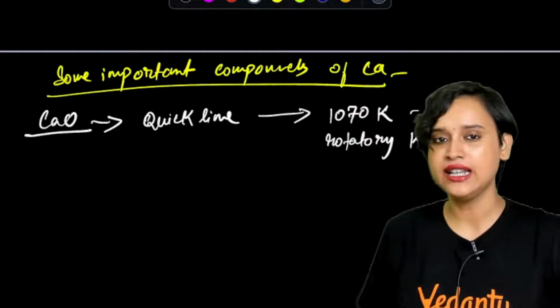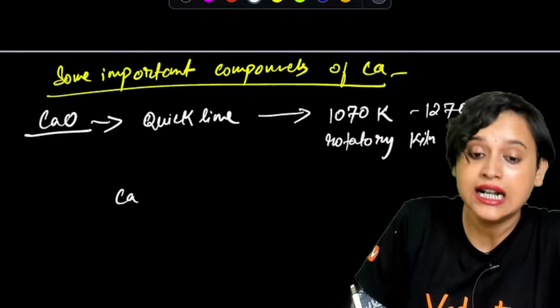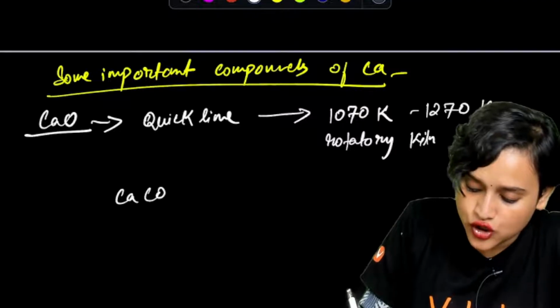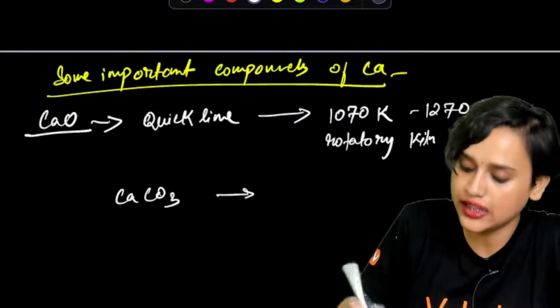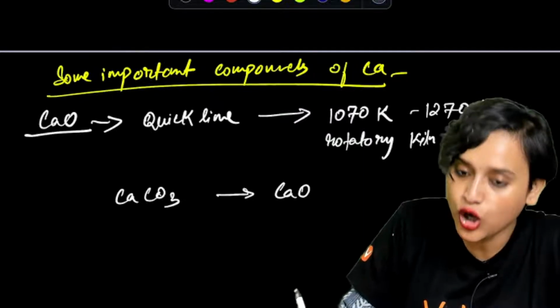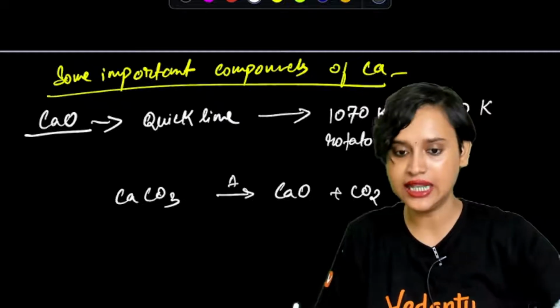All right, everybody. So what do you do? First of all, obviously, you will be taking calcium carbonate, that is limestone. Then you will heat it. Once you heat it, you will get CaO plus carbon dioxide. That is what you will get.